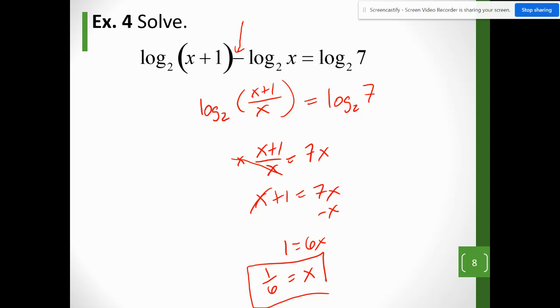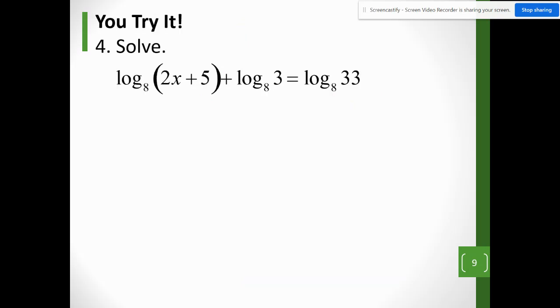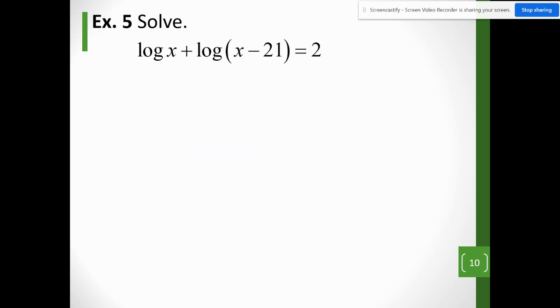Now this is for you guys to try. Keep in mind that now I have a plus, so when you condense it, make sure you condense it as multiplication. You should end up solving that x is equal to 3. Now let me work this one out. I have a plus in between my logs, so I'm going to condense it as multiplication. So let me call this log of x times x minus 21 is equal to 2.